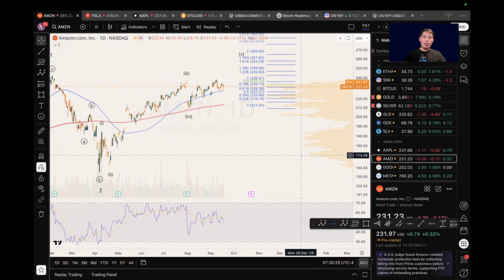Amazon, my read is still overall pretty bullish. We have a target of 250 for this wave 5. It has consolidated a little bit in the past week, but given that we made a new high in early September, which means we have probably started this wave 5, I do think we should get there before the year end.